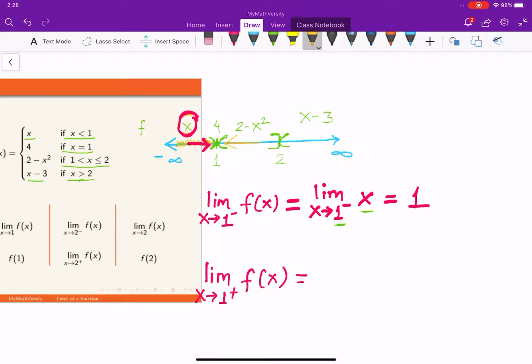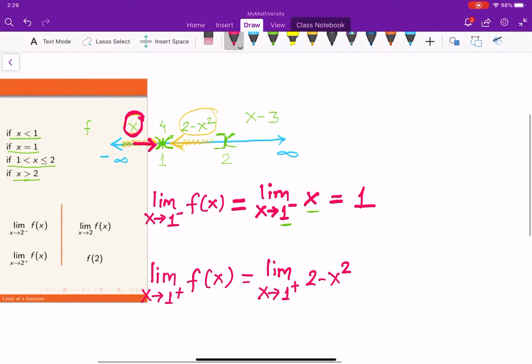Whenever I'm going closer and closer to 1 from the right side, you can see the function is defined by 2 minus x square. No matter how close you go to 1 from the right side, 2 minus x square is the rule that gives you the y values. So we can replace f of x by 2 minus x square, and we just need to find the limit of that at 1 from the right side.